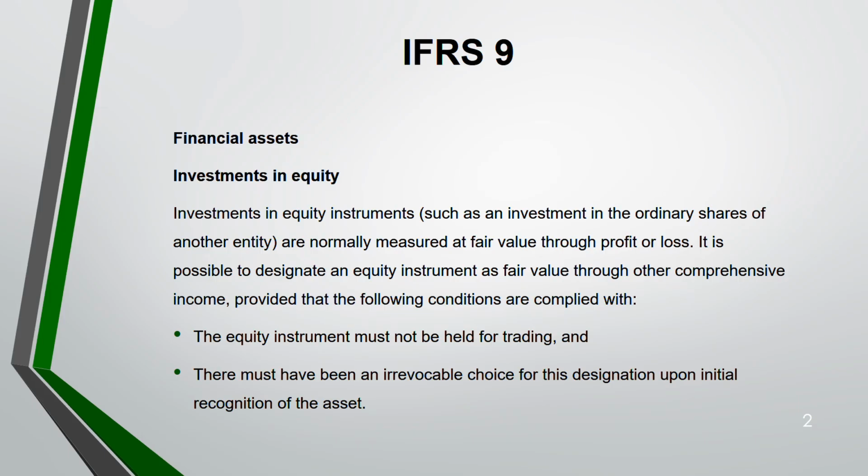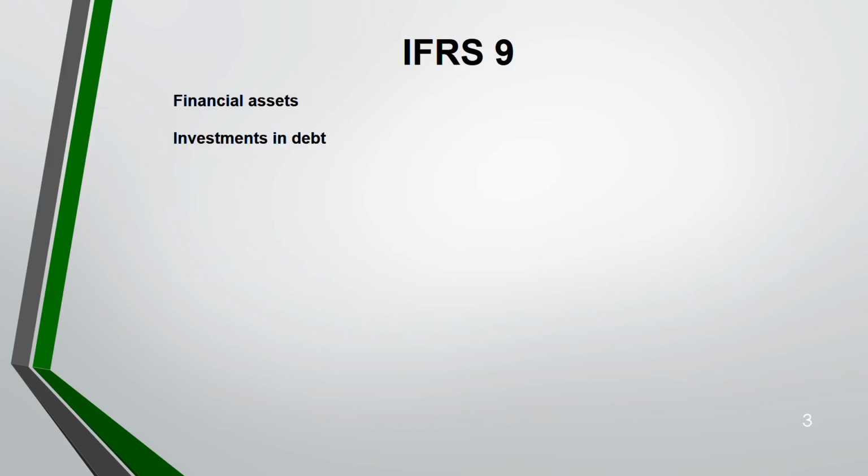Okay, think like that. So that's why an equity instrument, if it is held for trading, will be in profit and loss only. Then you can't make the election. But if it's not held for trading, then you can make an election for the fair value to go through other comprehensive income. That's it. That's all about equity investment.